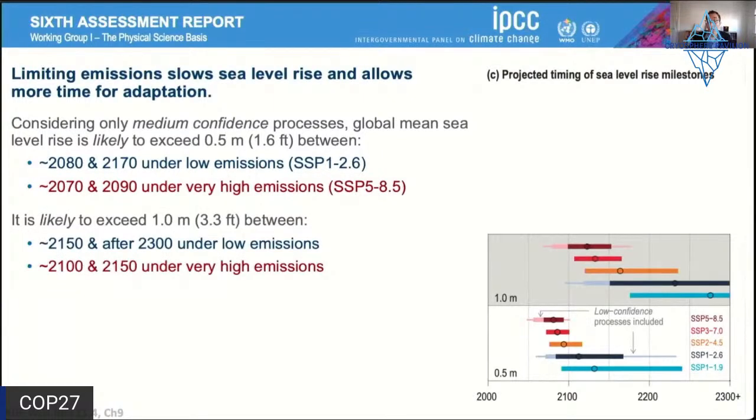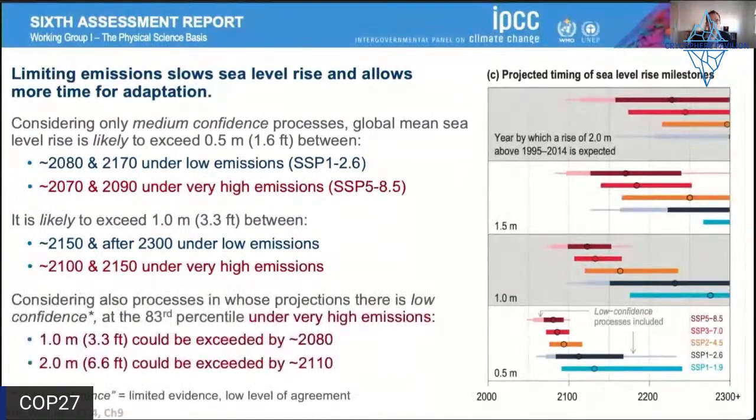It is likely to exceed 1 meter between about 2150 and after 2300 under low emissions, and between about 2100 and 2150 under very high emissions. But when we consider some of these ice sheet instability processes as well, under very high emissions, we could be looking at 1 meter by about 2080 and 2 meters by about 2110. But again, that's taking into account the possibility of both high and very high emissions, some of these ice sheet processes that are still on the frontier of science right now kicking in.